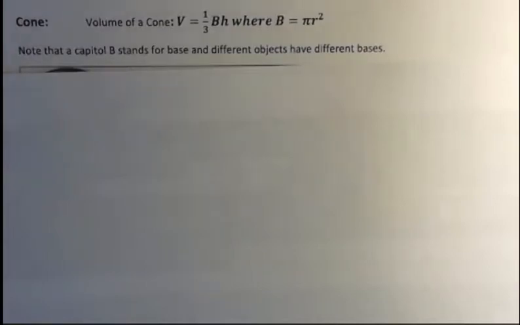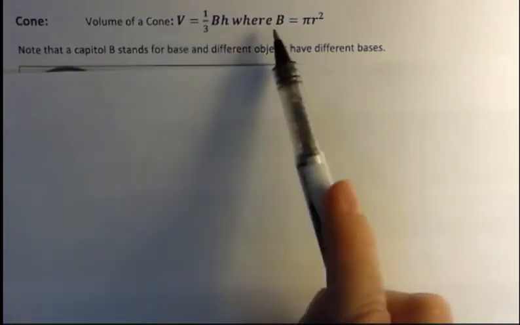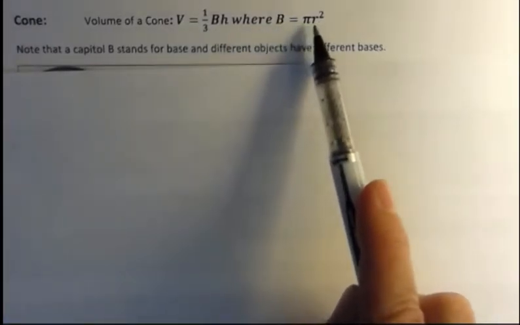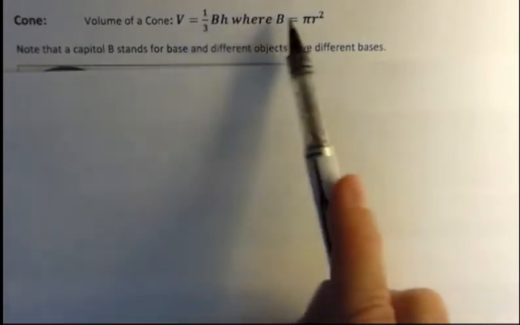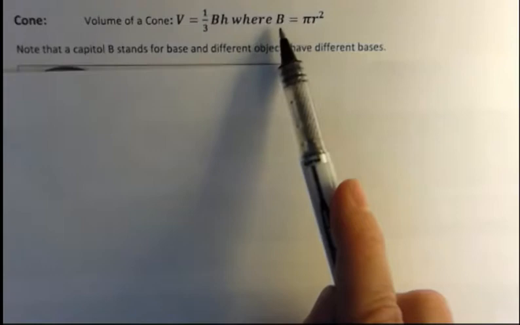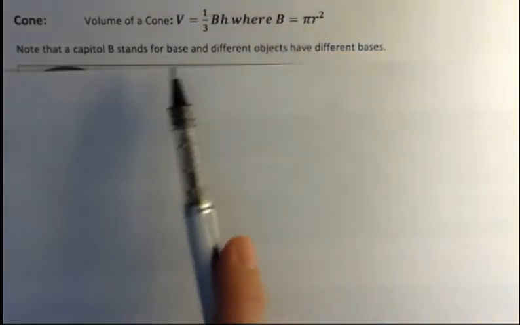The volume of a cone is 1/3 capital B times H, and in that case, that capital B is the base, and that base is a circle for a cone, so it's pi r squared. A lot of times you see that big B, and that's not the same as a little b. A big B always stands for the base, and different objects have different bases.